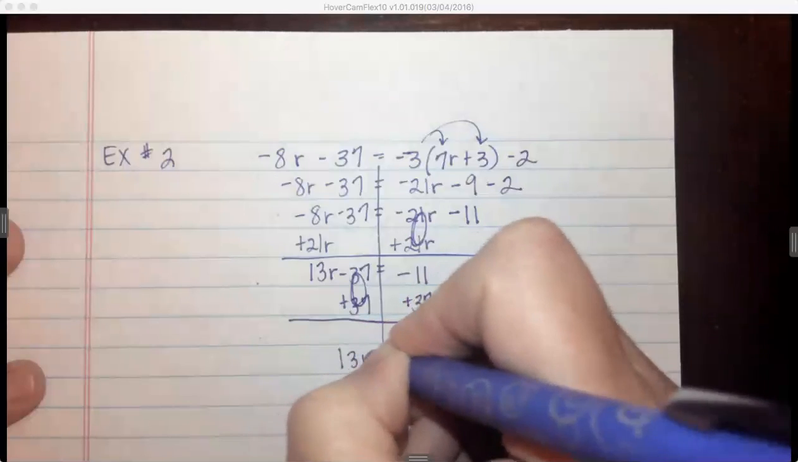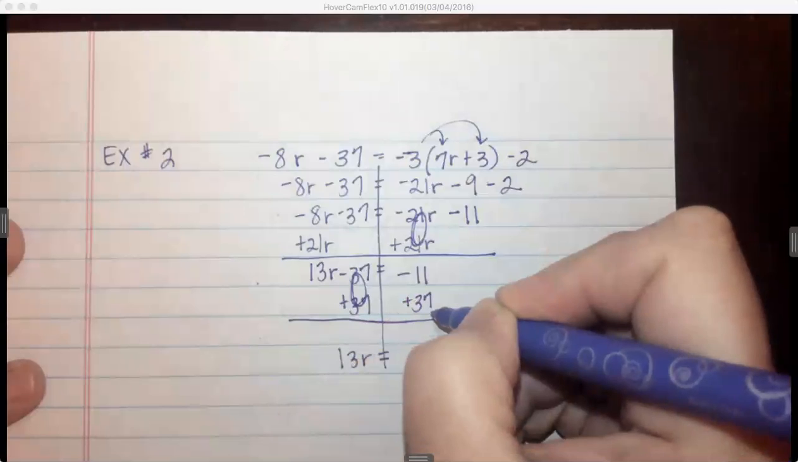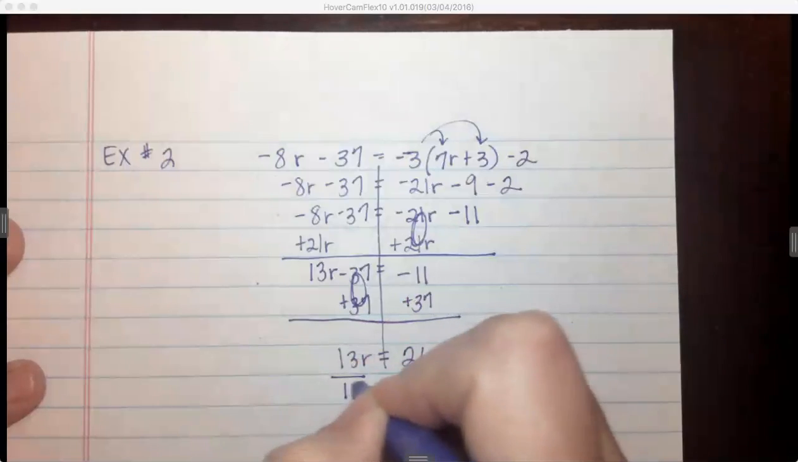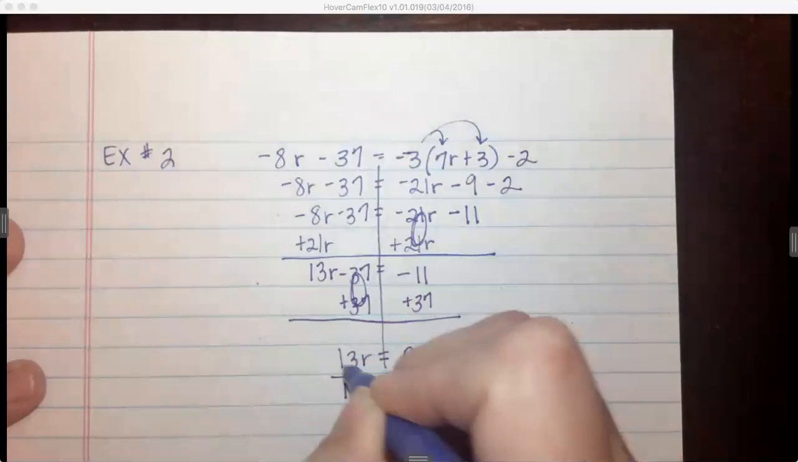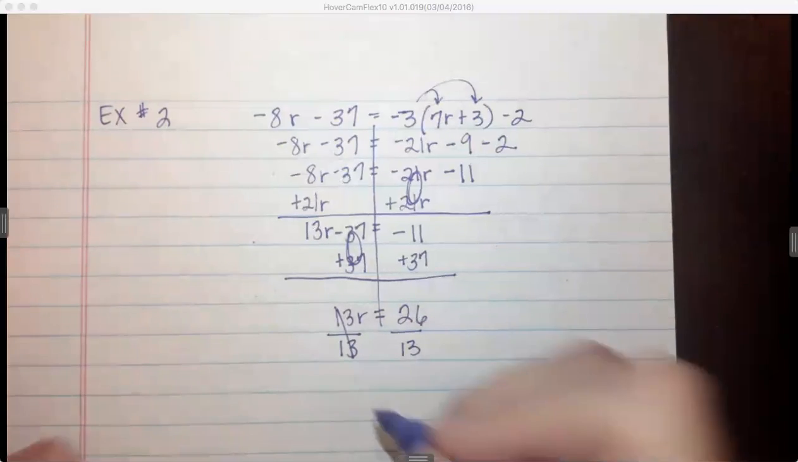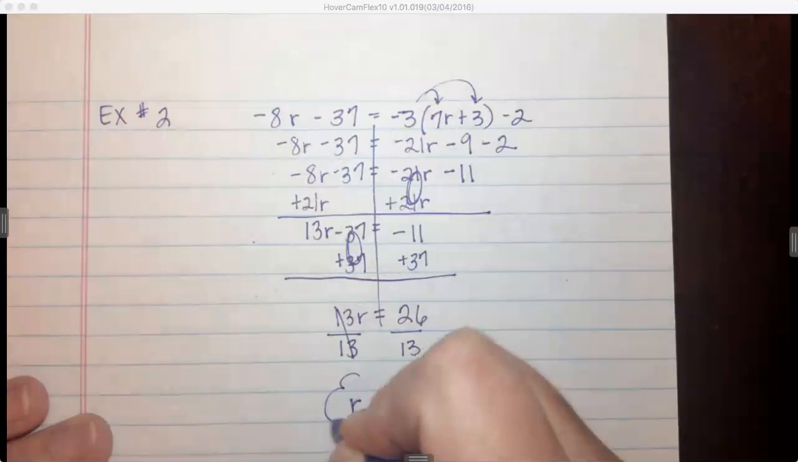So 13r comes down, negative 11 plus 37 is 26. And then we're going to divide by 13 because we're undoing our coefficient. 13 divided by 13 is 1. That leaves us with this lonely r. And 26 divided by 13 is 2.